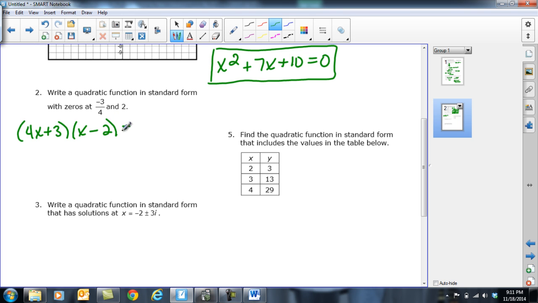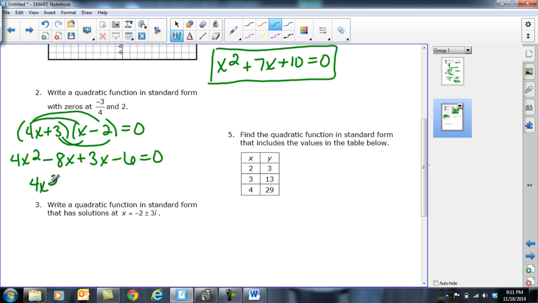And to get to my quadratic, I'm going to do what I did with that first one, and I'm going to multiply. So I'm going to do 4x times x is 4x squared. I'm going to do 4x times -2 is -8x. 3 times x is 3x. And 3 times -2 is -6. Combine your like terms, so you get 4x squared minus 5x minus 6 equals 0.